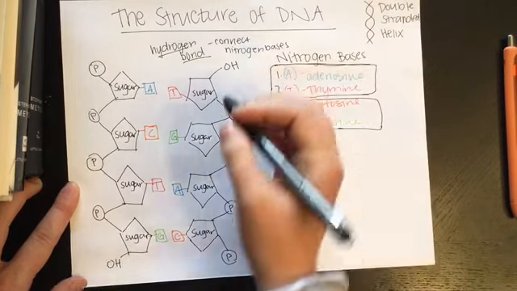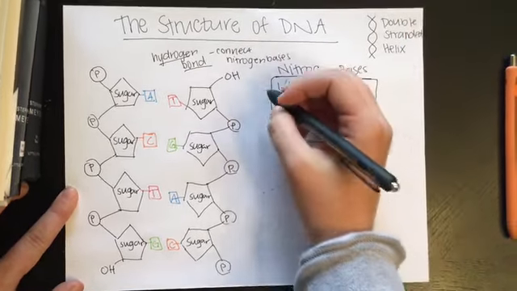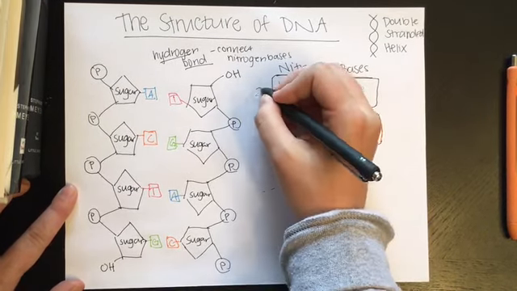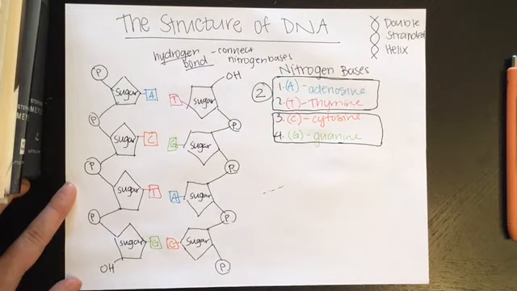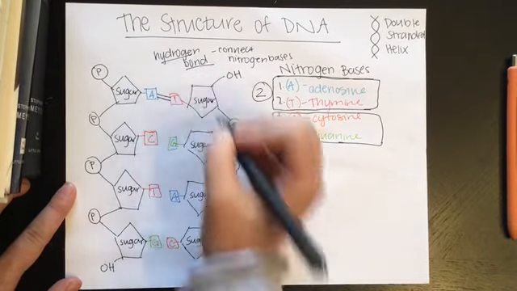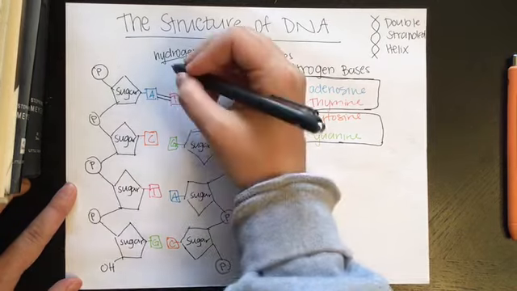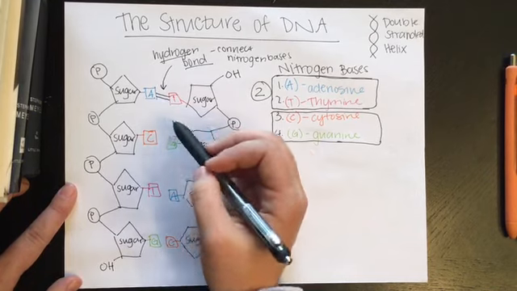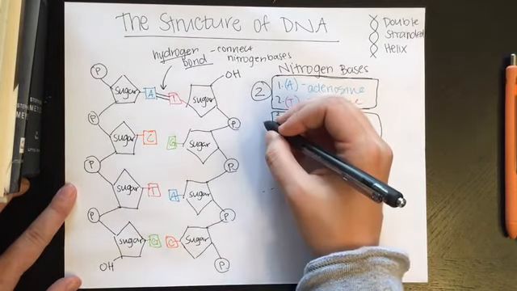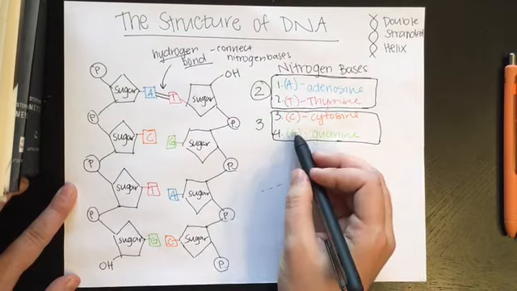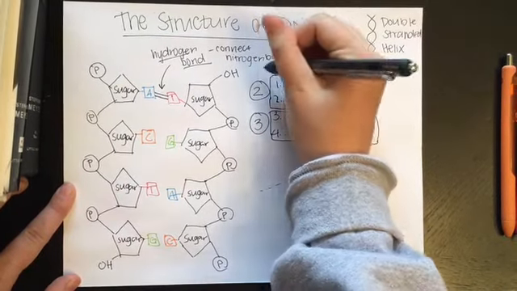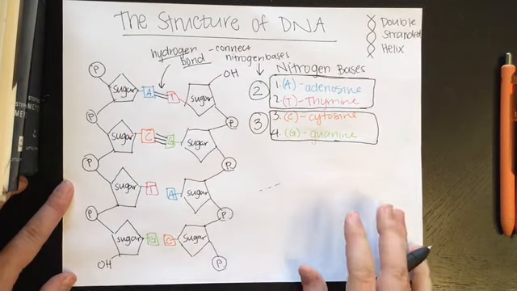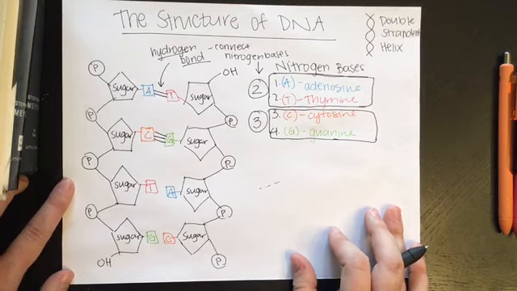All right, so the rule is that adenine and thymine have two bonds each. So we will represent that with 2 lines connecting to them. So there are 2 hydrogen bonds for adenine and thymine. So another rule is that cytosine and guanine have three hydrogen bonds each. So I'll represent that with these 3 lines connecting to cytosine and guanine.